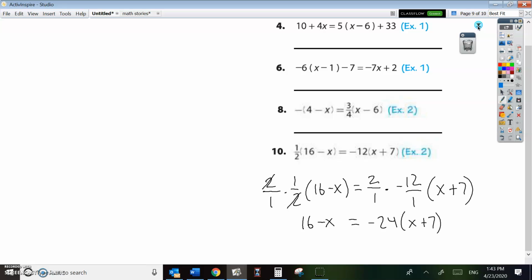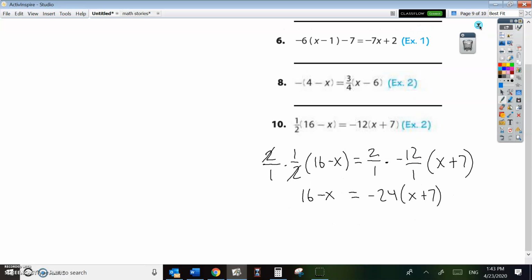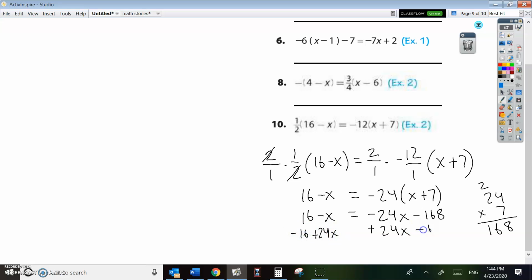Need some more room. 16 minus x equals negative 24x. 24 times 7. 7 times 4 is 28. 168. Negative 168. Okay, and let's add 24x to both sides. And let's subtract 16 from both sides.